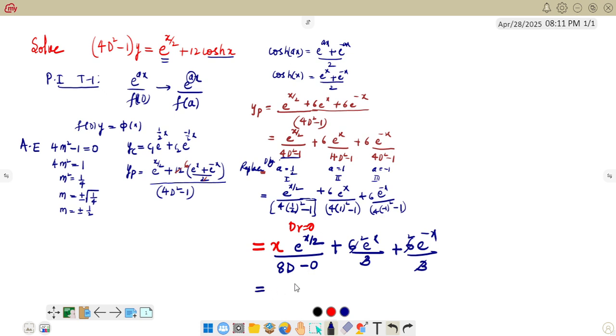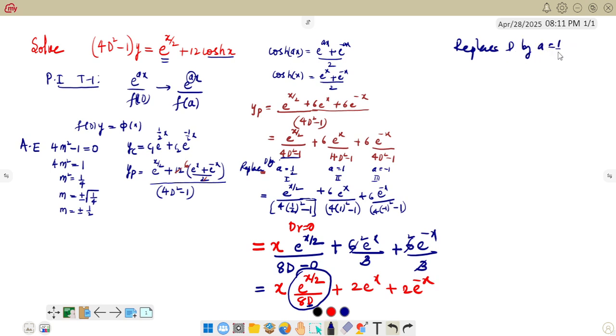So look at it once again. You keep x as it is. So again it is x e raised to x by 2 divided by 8D, students, plus 2 e raised to x plus 2 e raised to minus x. Look at here, again it is a type 1 example, again exponential divided by function of D. So as usual again, replace D by a, which is 1 by 2, the coefficient of x.